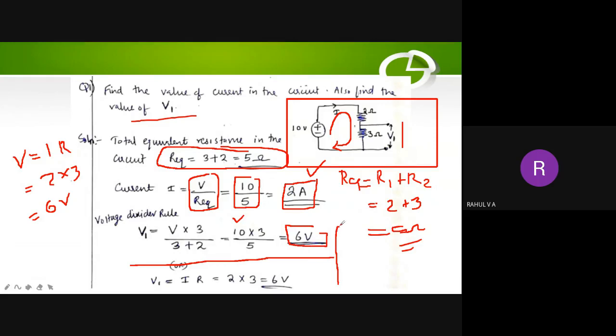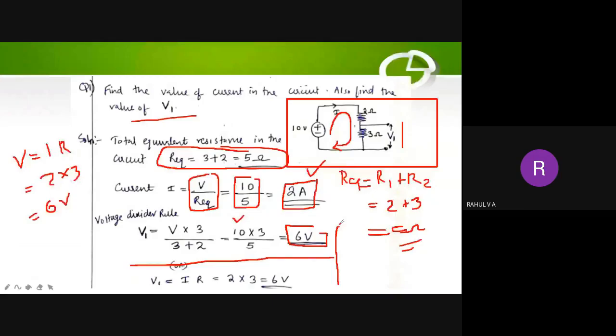Now you have to tell me how to calculate the voltage drop across the 2 ohm resistance. Tell me how to calculate the voltage drop across the 2 ohm resistance. How do we calculate it?